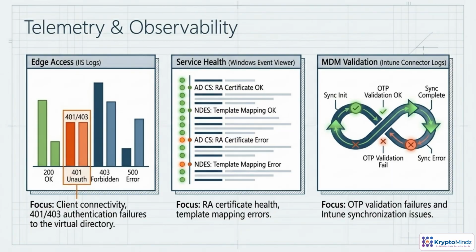Effective PKI operations depend on treating telemetry as a core design requirement, not an afterthought. Start with client reachability. Are devices actually hitting your endpoints and authenticating? IIS and edge logs will show 401 and 403 spikes that usually point to directory, certificate, or policy issues. Next, check PKI service health. Event logs should quickly reveal RA certificate problems or template mapping errors. Finally, watch downstream behavior. For NDES and Intune, track OTP validation and sync failures so you can correlate issues across the end-to-end flow.